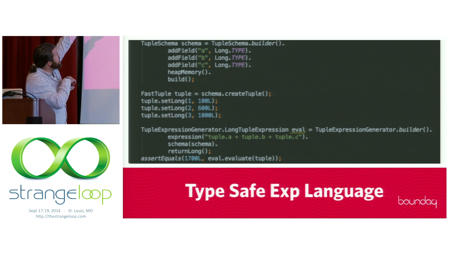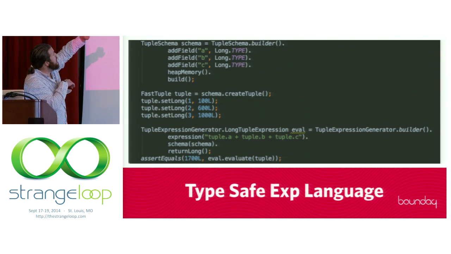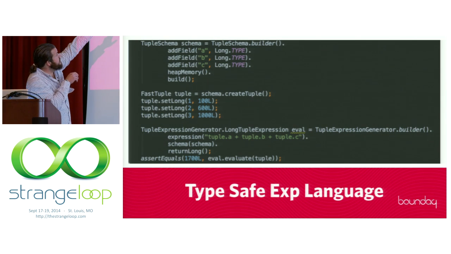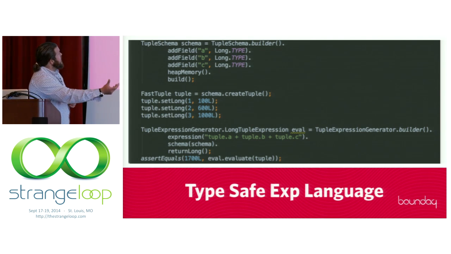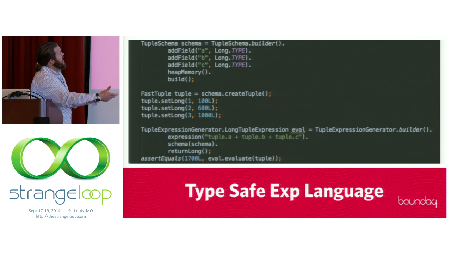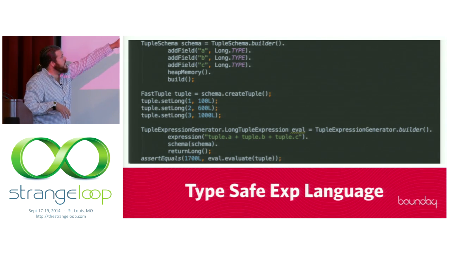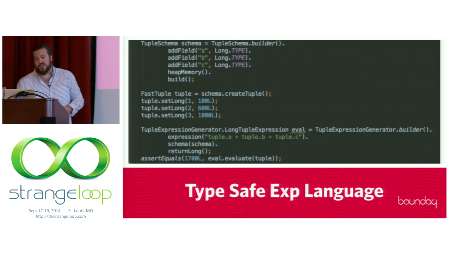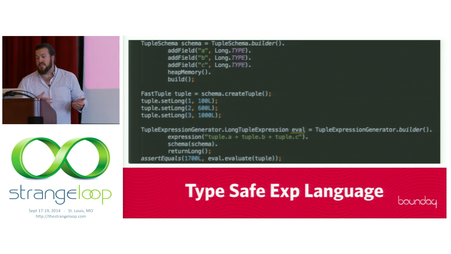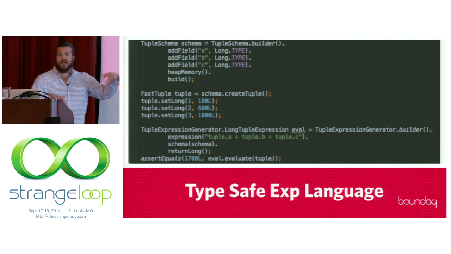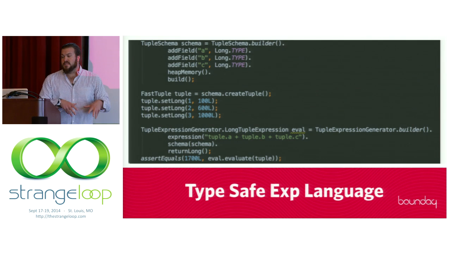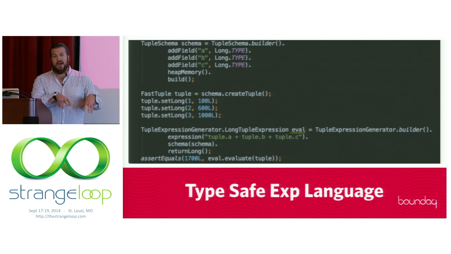You define your schema. You give the field names. You can give them types. You can tell it whether to allocate on the heap. You can tell it to allocate into direct memory. And then from the schema, you can generate a new tuple. You can generate an array of tuples, and it even has an expression language too. So if you want to do operations on these, the expression language will get compiled down into Java bytecode, and suddenly that bytecode is now available to the HotSpot for optimization.